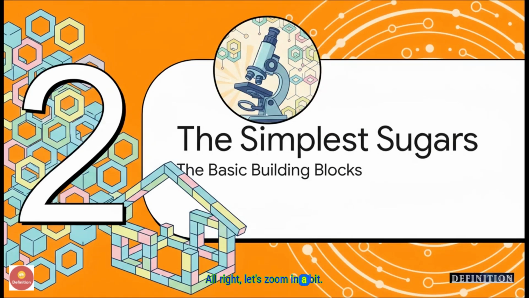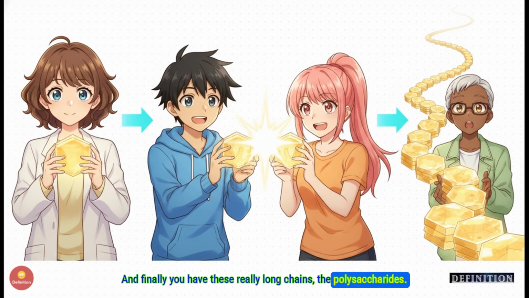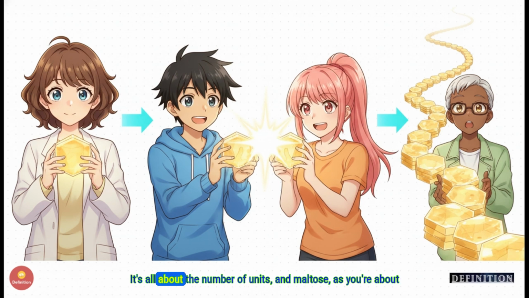All right, let's zoom in a bit. You see, carbohydrates are built from smaller units, kind of like how a house is built from individual bricks. And understanding these basic building blocks is the key to understanding maltose. And this slide lays it out perfectly. You've got your single bricks, the monosaccharides, mono means one. Then you've got a short chain of a few bricks, the oligosaccharides, oligo means few. And finally, you have these really long chains, the polysaccharides, poly means many. It's all about the number of units. And maltose, as you're about to see, fits right into that middle category.